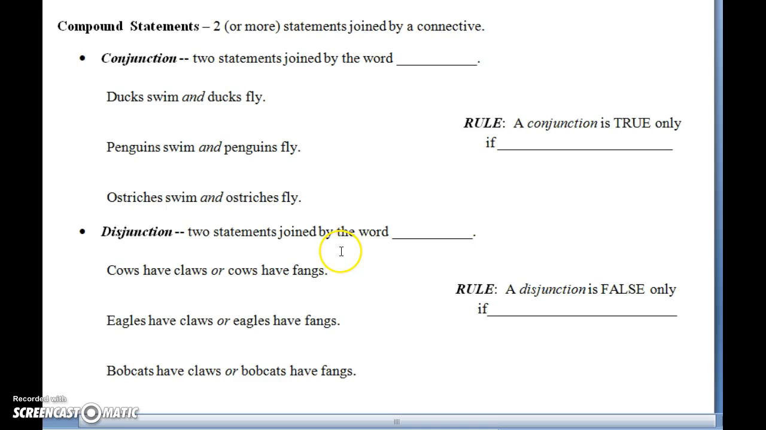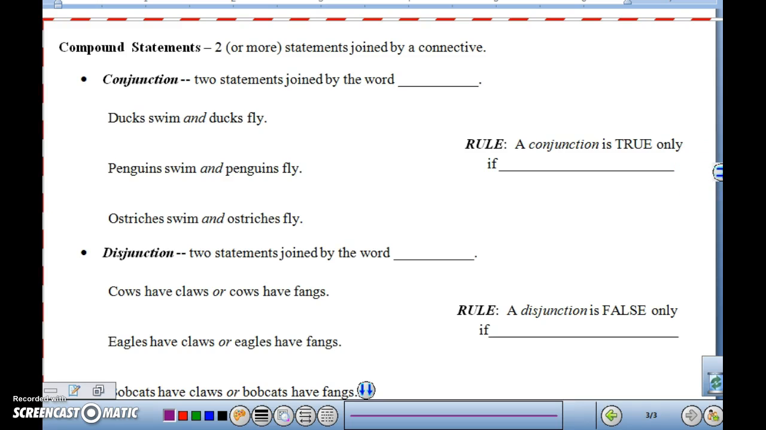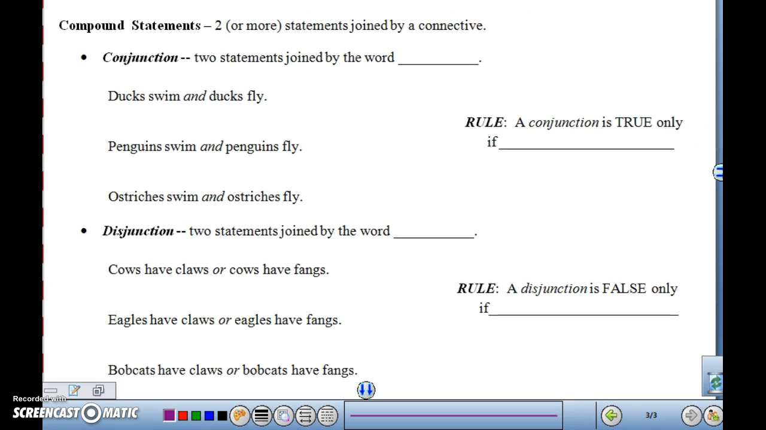Statements are often joined together with what's called compound statements. Compound statements are 2 or more statements joined by a connective. We have 2 different kinds of connectives we're going to look at today. The first one is called a conjunction, an "and" statement: 2 statements joined by the word and.